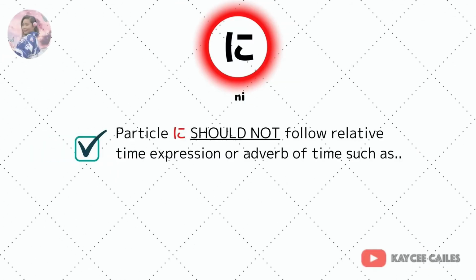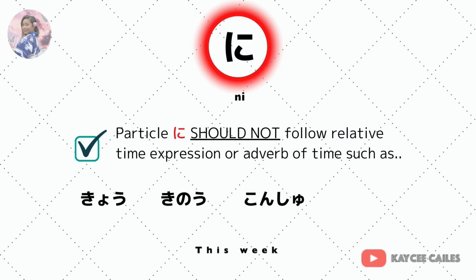But remember, particle ni should not be followed by a relative time expression or adverb of time such as kyo, kino, konshu, rainen, and so on.